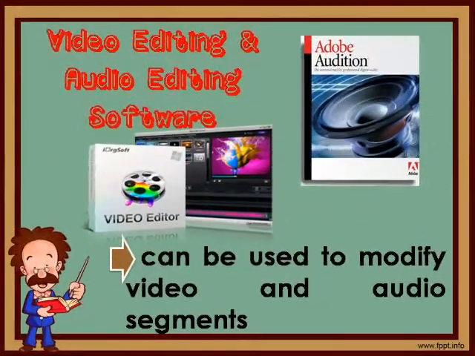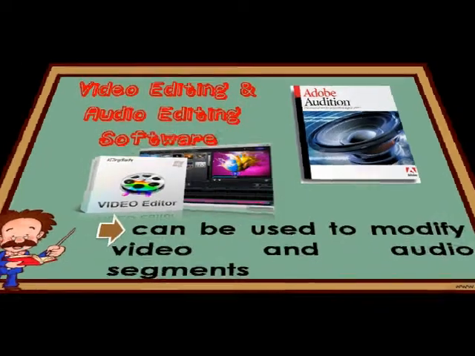Video editing and audio editing software. Video and audio editing software can be used to modify video and audio segments. Examples of video editing software are Video Editor, Sony Vegas, Cellusoft Movie Maker, and many more. For audio editing software, examples are Adobe Audition, FL Studio, and etc. And now, let's talk about multimedia authoring software.